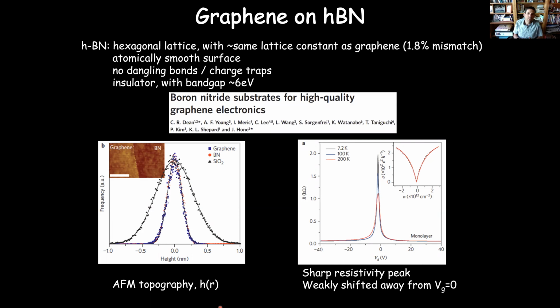And so that's what we're going to use as our first way of taking advantage of matching these materials on top of each other. Boron nitride also has other nice properties for graphene in the fact that it's an insulating material. It doesn't really have dangling bonds or charge traps, and so you get a much higher quality graphene when you put it on hexagonal boron nitride than when you put it on silicon oxide.